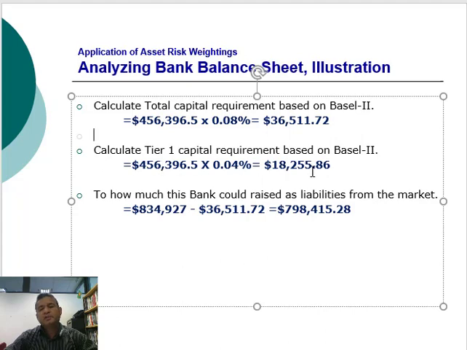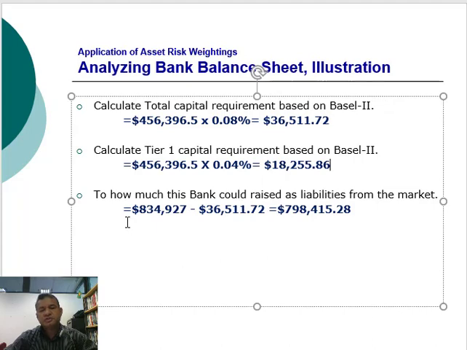Second, calculate tier 1 capital requirement based on Basel II. Now, as we know, according to the Basel II requirement, tier 1 should be 4% and tier 2 should be 4%. So 4% of this amount is 18,255.86. The other way we can do it is basically half of this value, which will be the tier 1 requirement.